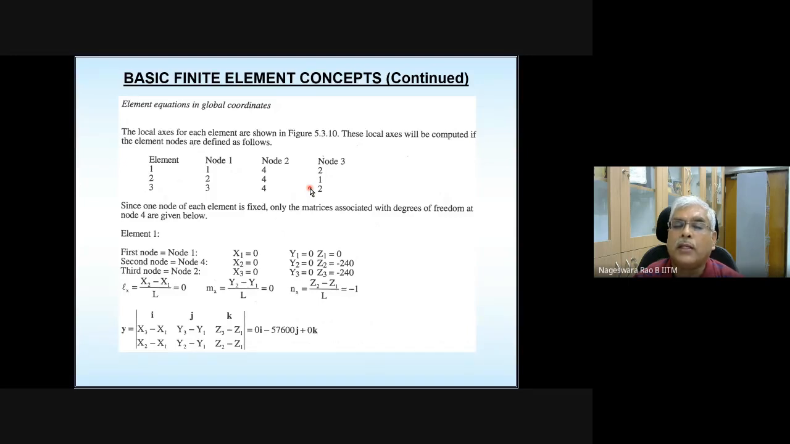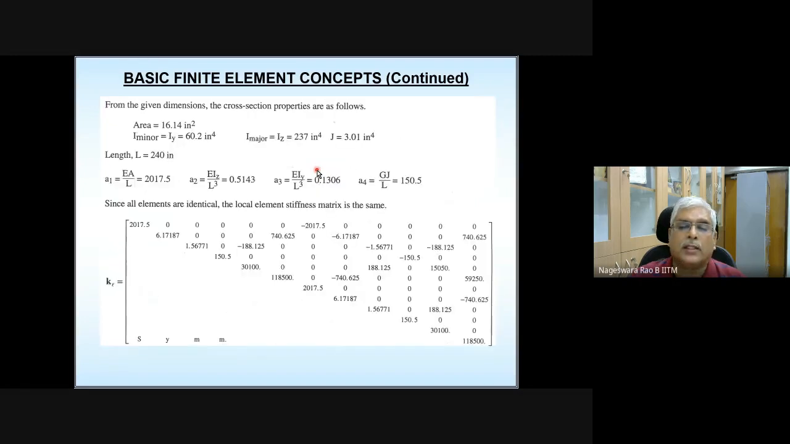So for element 1, node 1 is taken as global node 1. Node 2 is taken as global node 4. Node 3 is taken as global node 2. I hope you have taken note of this. If you have, let's focus on element 1. For element 1, node 1 is 1, node 2 is 4, node 3 is 2. So let's see the figure.